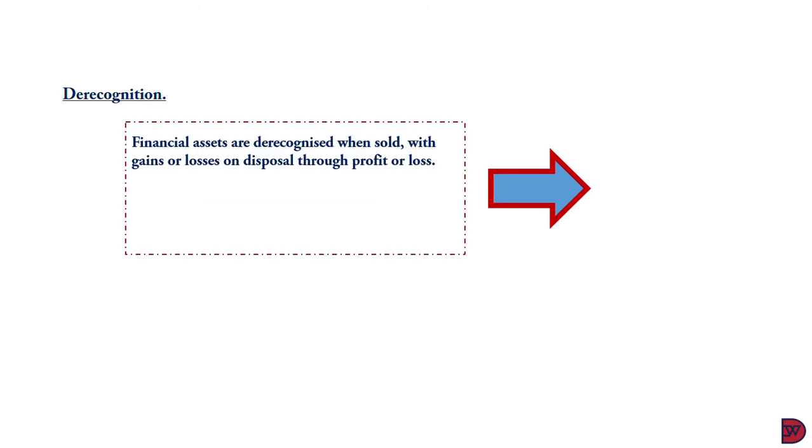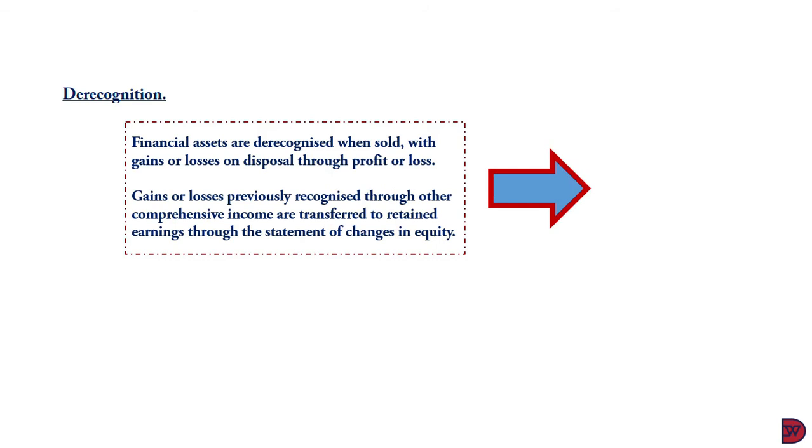Let's now look at the derecognition of financial assets. Financial assets are derecognized when sold off, with gains or loss on disposal recognized through profit or loss. Gains or losses previously recognized through other comprehensive income are transferred to retained earnings through the statement of changes in equity. An asset is supposed to be derecognized when it is transferred.